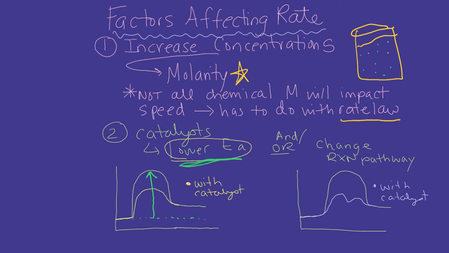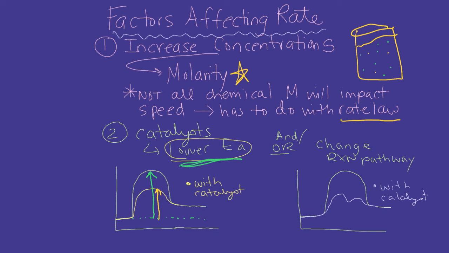So if you have to add in this activation energy, then the reaction can occur the rest of the way. Well, what a catalyst will do is lower this activation energy and allow the reaction to happen much easier. So that's going to make the reaction go faster.